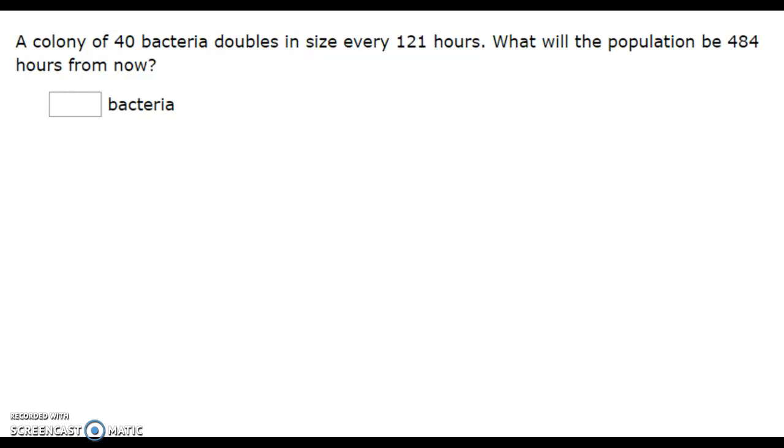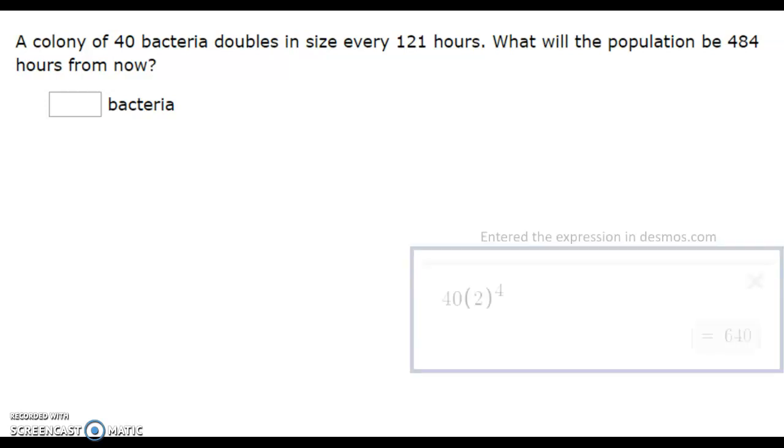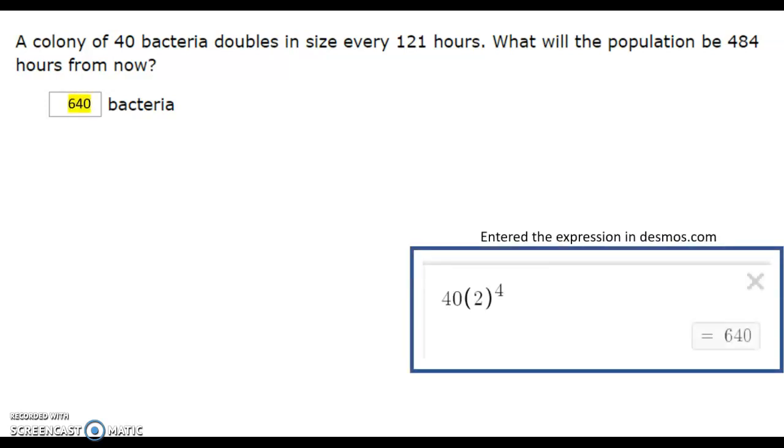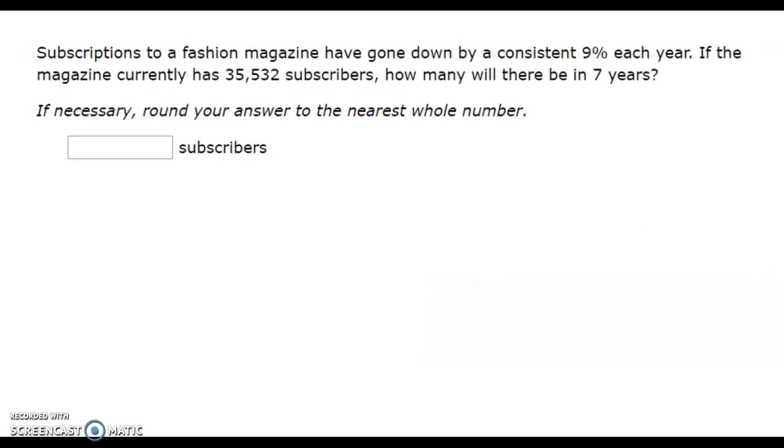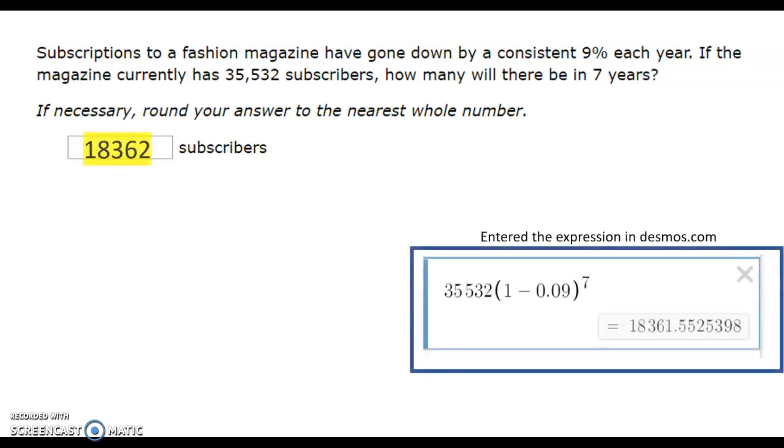In these examples, I would like for you to work them out first, pause the video, and check to see if your answers are correct. Next example, you can read through the problem, pause the video, and then check to see if your answer is correct. This is the end of the video presentation.